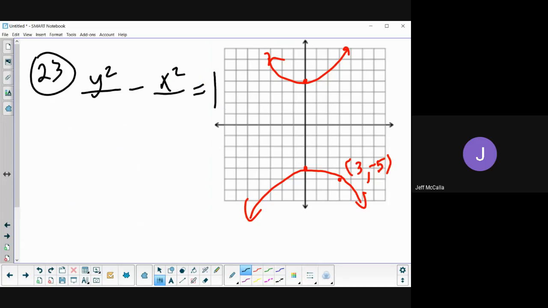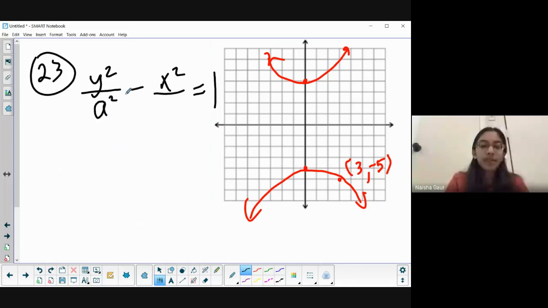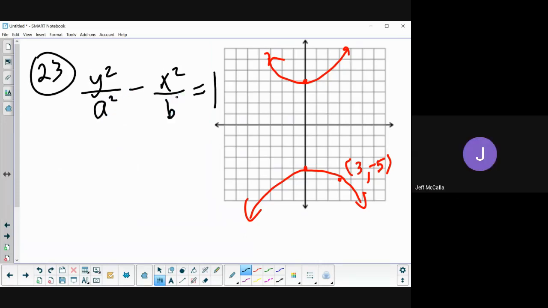I think on hyperbolas, it's kind of weird. The a squared is always underneath the first term. So that's going to be a squared, that's going to be b squared. And you know a or b, like this is the vertex, and this is the vertex, and this is the center. What's the distance from the vertex to the center always called? A. A. So a equals 4.